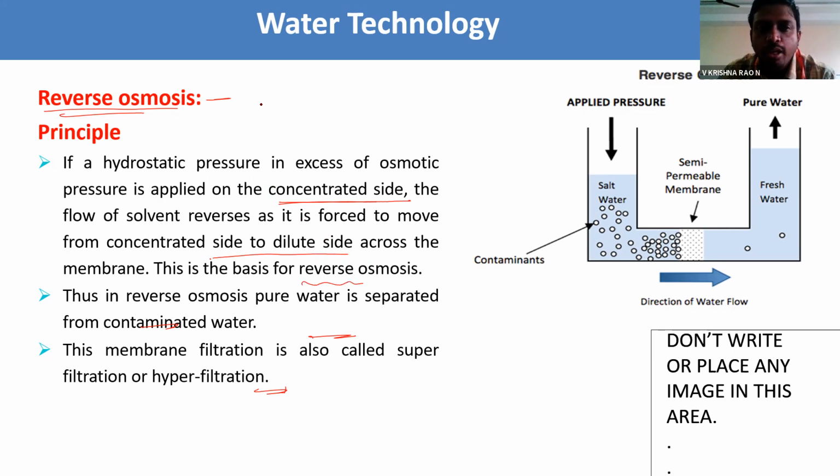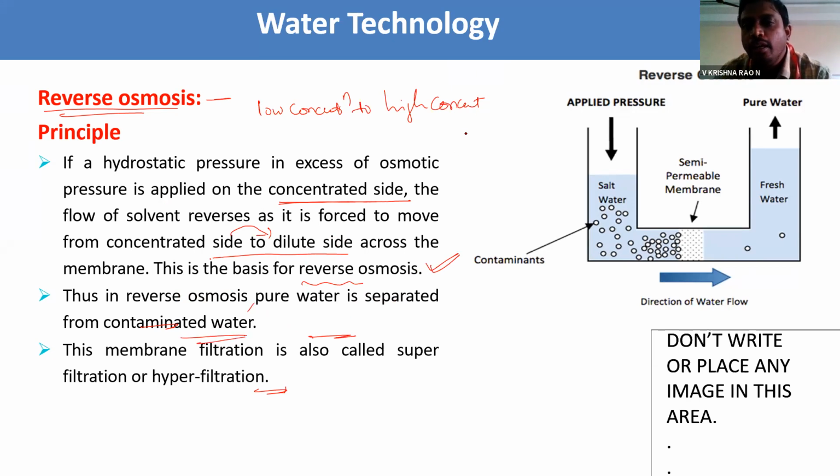Actually, the flow of solvent must be from the low concentrated side to the high concentrated side. But here, as hydrostatic pressure is applied in excess of osmotic pressure on the concentrated side, the flow of solvent reverses as it is forced to move from the concentrated side to the dilute side. It is happening in a reverse way. So it is the basis for reverse osmosis. Thus, by reverse osmosis, pure water is separated from the contaminated water.